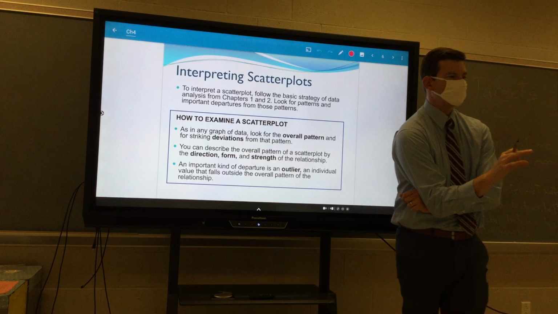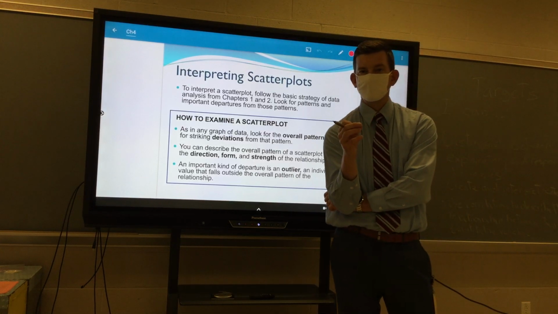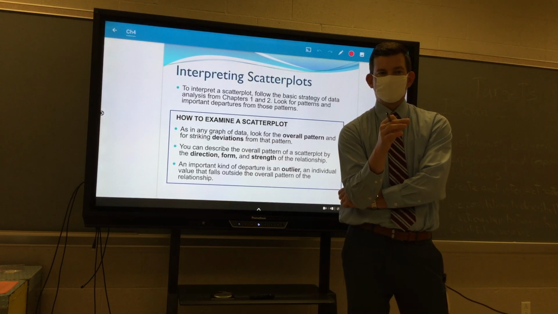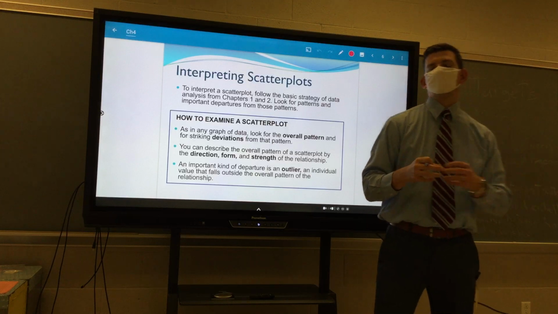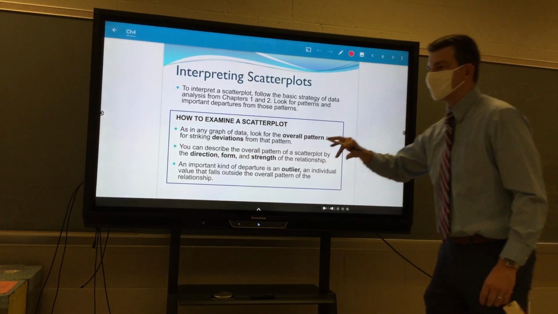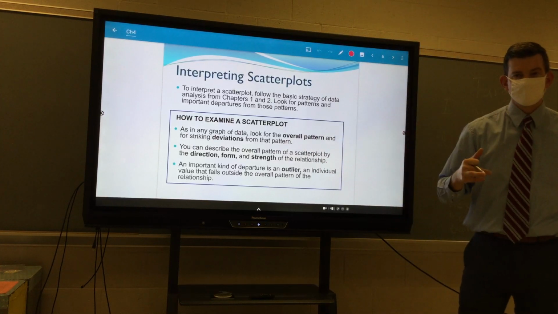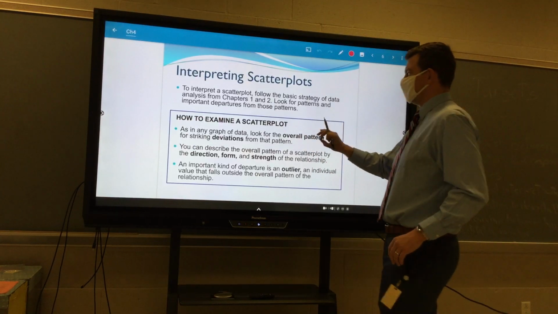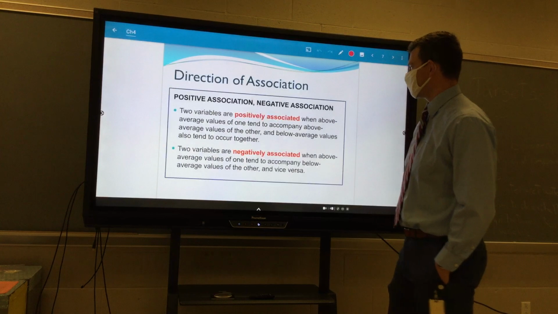We already talked about that with a single variable, in terms of how an outlier can skew the mean, can pull the mean in that direction. Well, now we have X and Y values, and we'll see what kind of impact an outlier can have in that case.